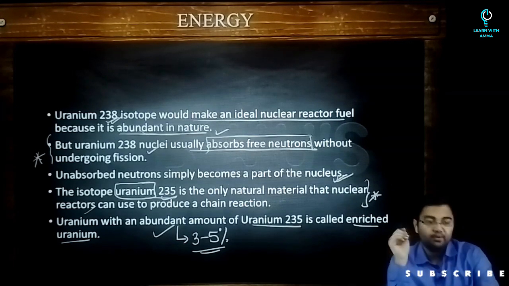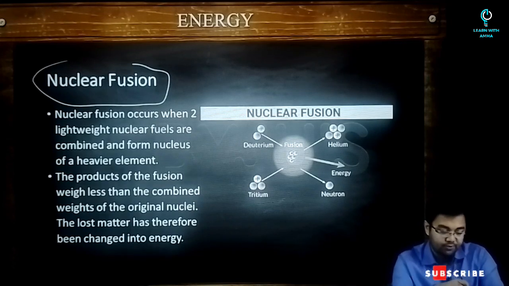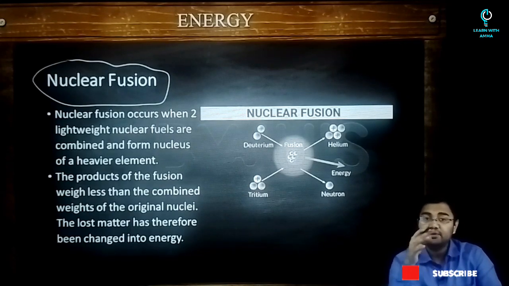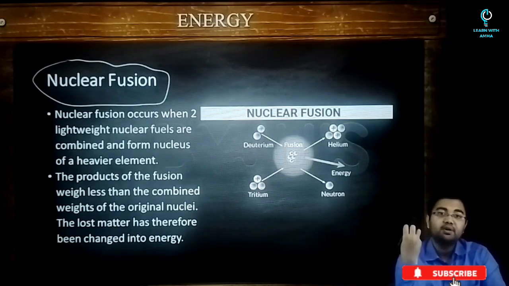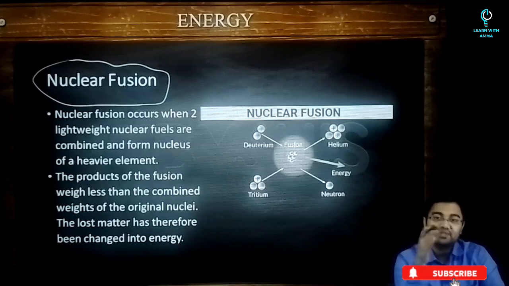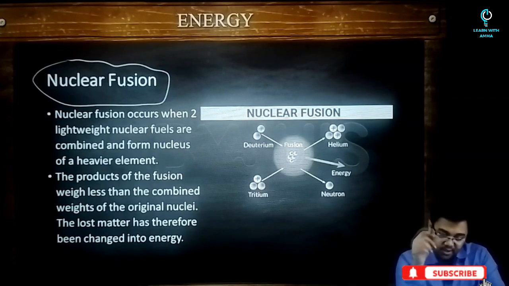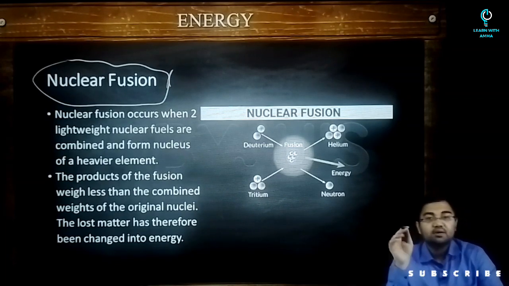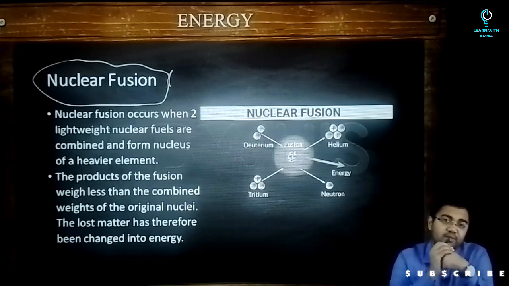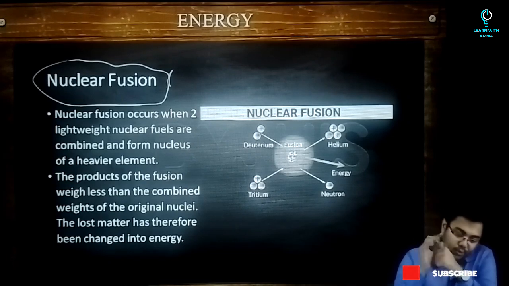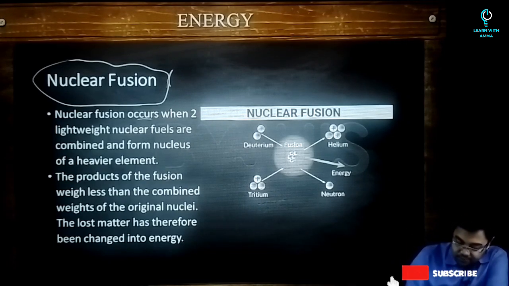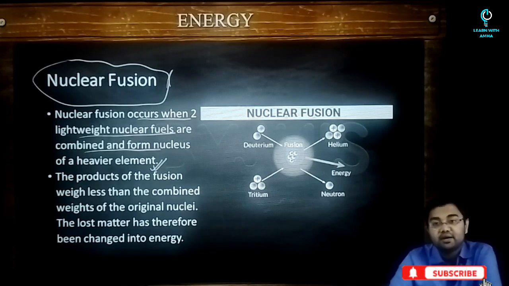Now the next important fact that you need to know is about nuclear fusion. What we have been discussing until now is for the heavier elements, like uranium and plutonium, which are radioactive and very high in mass number. Nuclear fusion happens on very light nuclei. Nuclear fusion happens when two lightweight nuclear fuels are combined and form the nucleus of a heavier element.